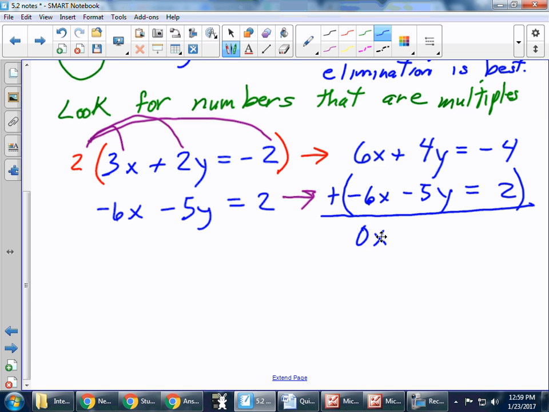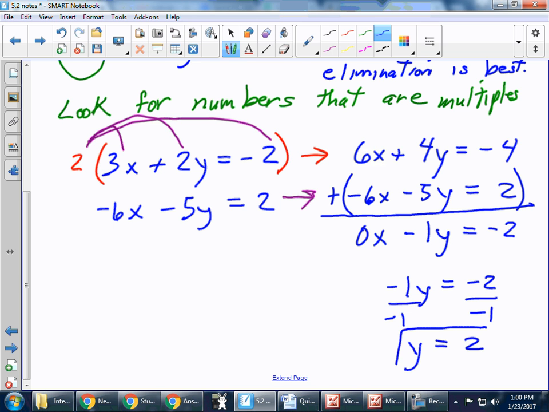I just eliminated the x variable temporarily. And then I add 4y and negative 5y. I get minus 1y equals negative 2. I divide by negative 1, divide by negative 1, and I get y equals 2. Okay, y equals 2. I'm halfway done. I will take a break so you can write down some notes.